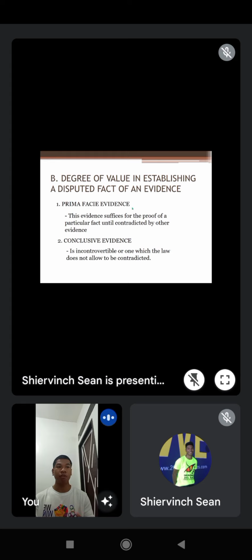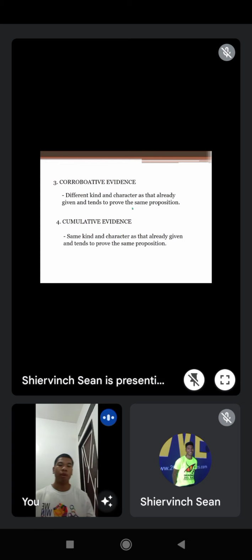Next is conclusive evidence, which is incontrovertible, or one which the law does not allow to be contradicted, an insurmountable evidence. Next is corroborative evidence. These are evidence of a different kind and character from that already given, and tend to prove the same proposition. In other words, evidence of different kinds of character that prove a proposition.